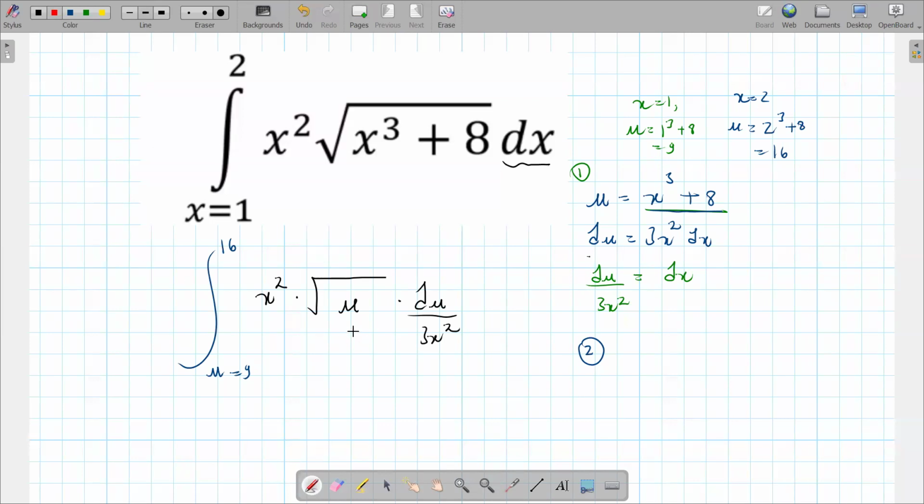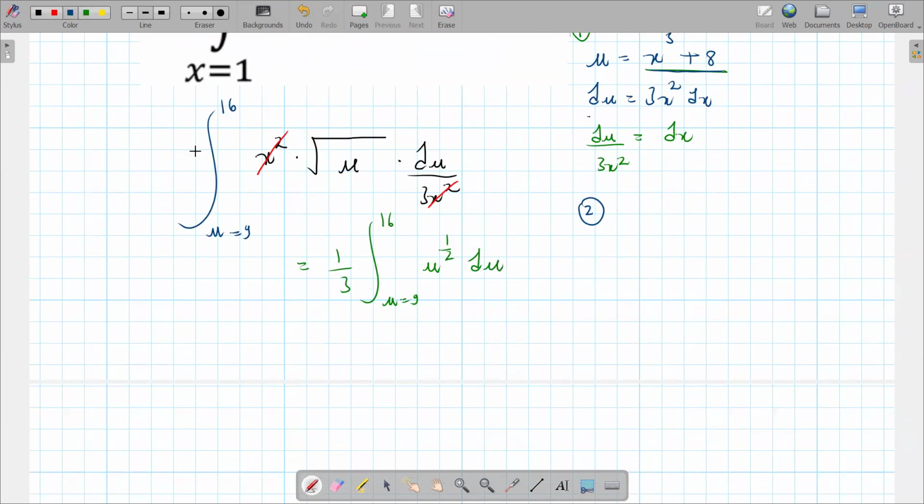Now again, we have two variables here. We have u and x's, but look at this. Because we picked u as x cubed plus 8, this x squared and this x squared cancel out. And this 3 that's on the inside, that's just a constant. You can bring it all the way outside. So it becomes 1 over 3, u is 9 to 16. Again, I'm going to write it in this form so that it's going to be easier to take the integral. What's the integral of u to the 1 over 2?